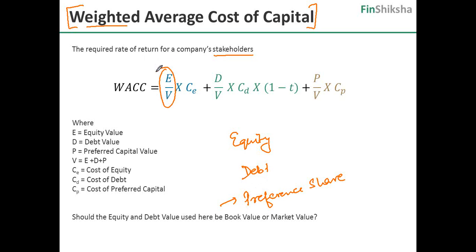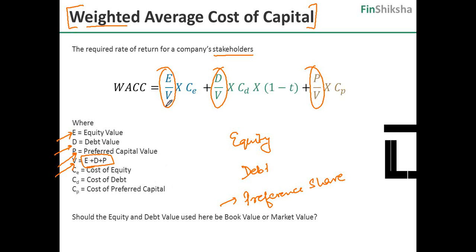So we find E by V, we find D by V, and we find P by V, where E is equity value, D is debt value, P is preferred capital value, and V is the sum of the entire funds that the company has. So what is the proportion of equity, what is the proportion of debt, and what is the proportion of preference capital in a company's funds is what is given by these terms.